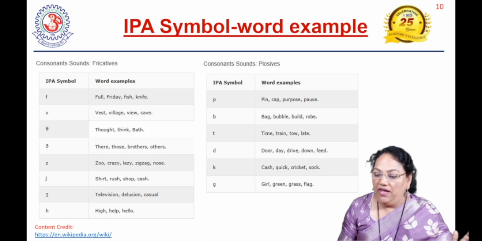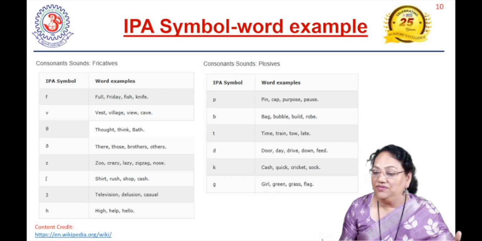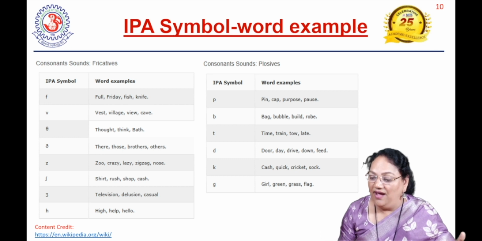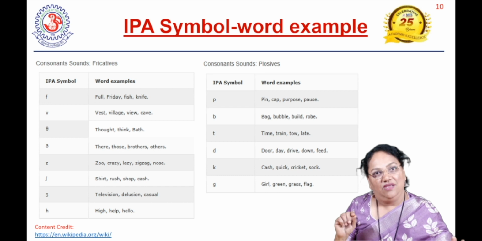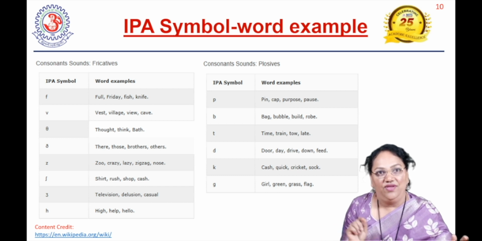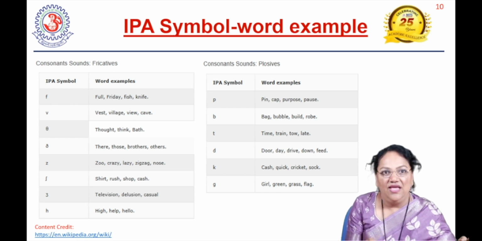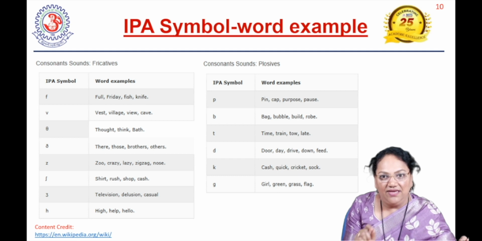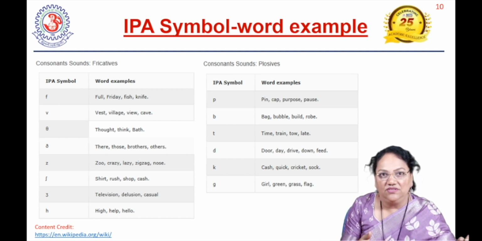Next, H. It is H, right? But we produce the sound in words like hi, help, hello. It's ha, not the letter name H that we tell. It is H, but in words like hi, we produce the sound as ha.